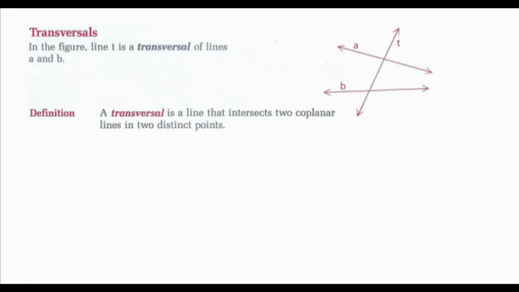So in my figure to the right, line T is a transversal of lines A and B. So a transversal is a line that intersects two lines in two distinct points. So notice how line T cuts both lines A and B.